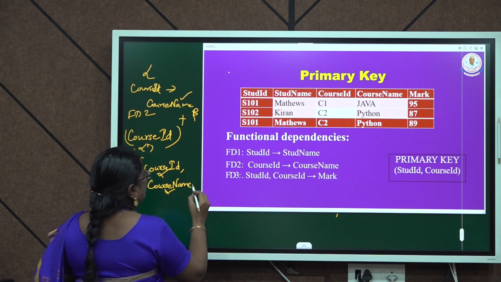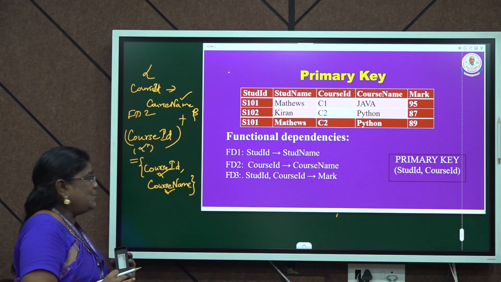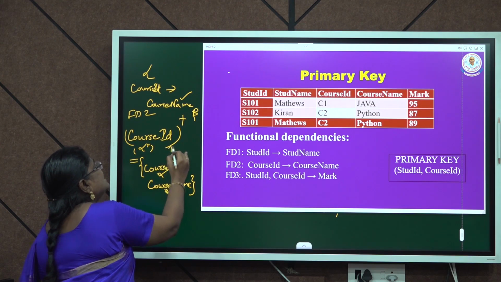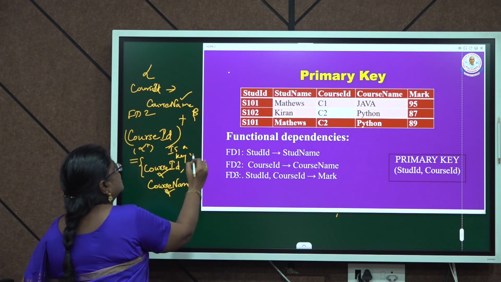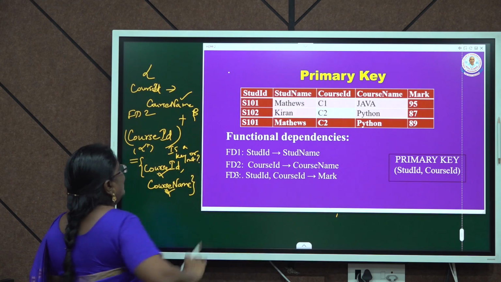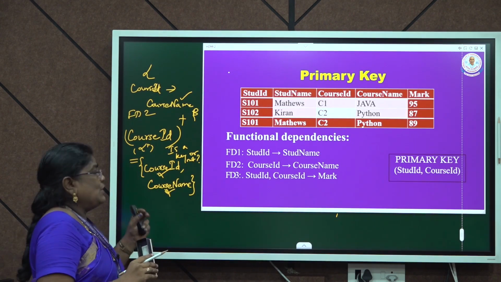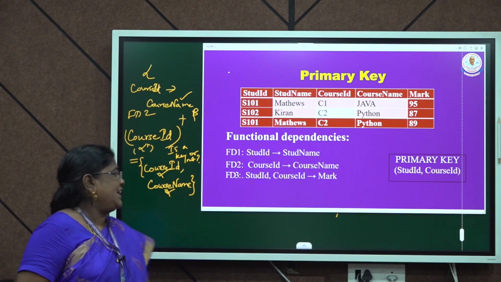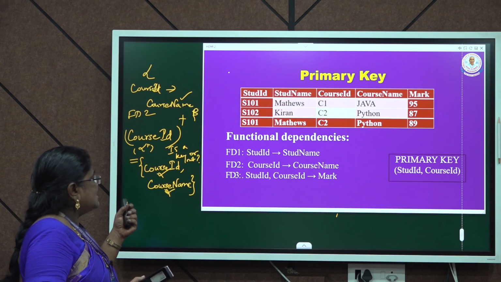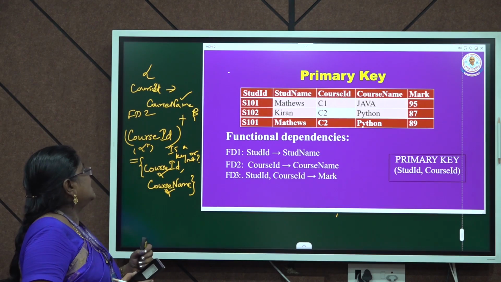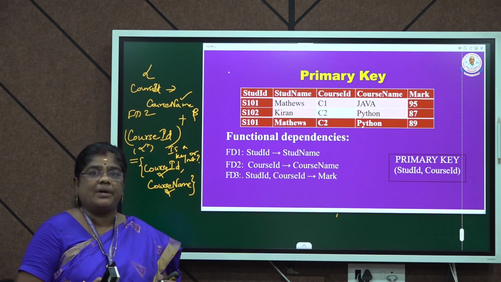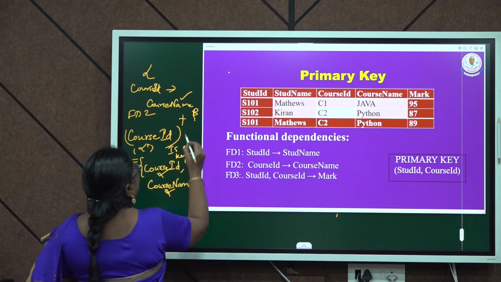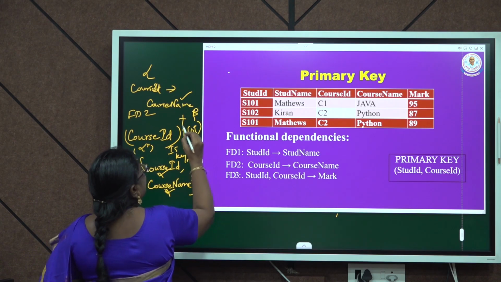No other functional dependency is starting with this attribute, and now we can check whether the course ID is a key or not. What is the rule I told initially? If the alpha closure includes all the attributes, then it is a key. Here, course ID and course name are available in the closure, whereas the stud ID, stud name and mark are missing. Hence, course ID alone is not a key.